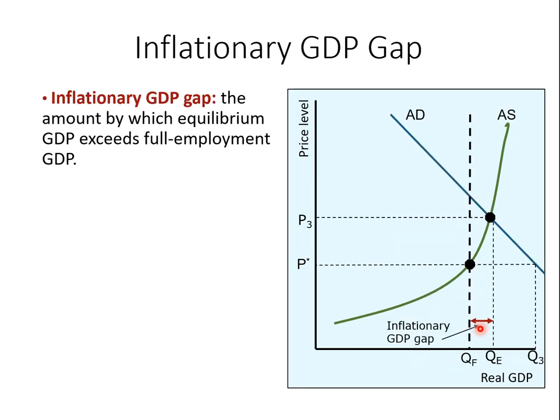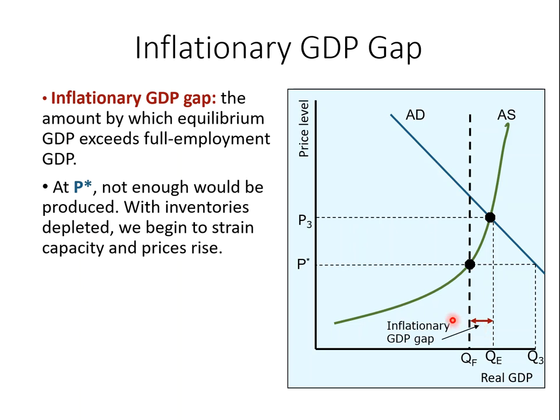If we look at the inflationary GDP gap, at the price P star, there's not enough being produced. You can see that under P star, this is how much they will produce, which is QF. Since our demand is this curve, we need that much but only produce that much. So the difference is Q3 and QF. People want more, so with inventories depleted, we begin to strain capacity and the price will rise. Supply and demand, keep in mind.